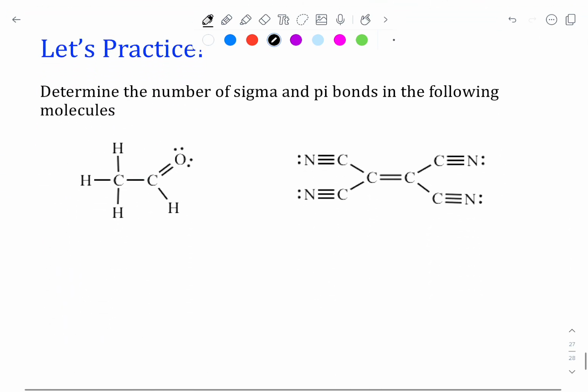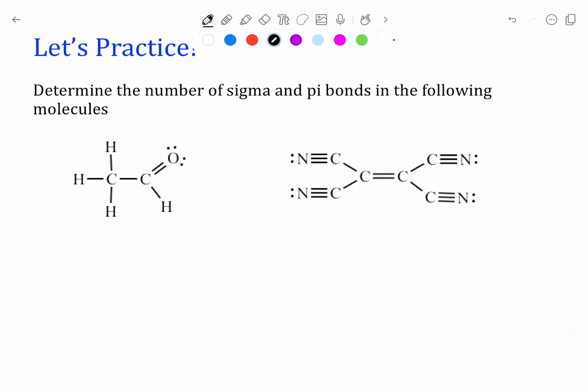Let's keep practicing. Determine the number of sigma and pi bonds in the following molecules. So pause your video, count up your sigma and pi bonds in these molecules.